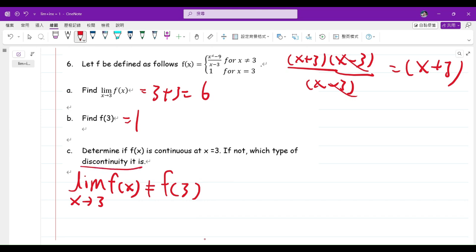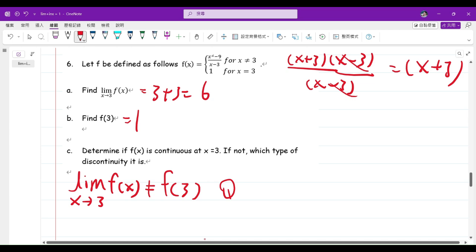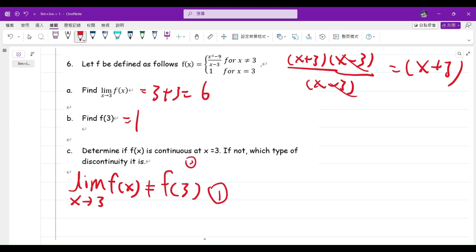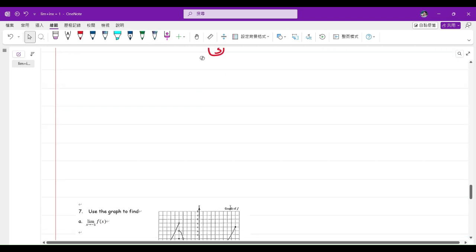So that's discontinuity, and this is removable. Okay, it's not continuous because this is not equal to this. You got 1 point, and you tell the reason, 1 point, and you say it is not continuous, you got another point, and then removable, you got a third point. Okay, that's question 6.